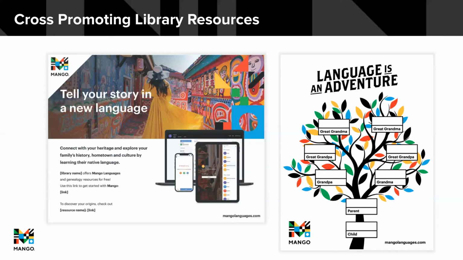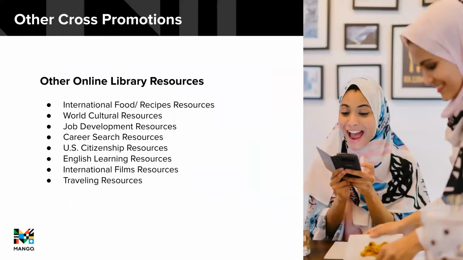Both of these flyers are available in the Mango Market under the Library Social Communications and the Marketing Materials tab. Other things that I want to share with you are just a few other ideas where you can cross-promote other electronic library resources with Mango. For example, if your library has any international food or international recipes or world cultural resources, this is a great way to cross-promote with Mango. Any job development or career research, you can promote Mango with those resources as well.